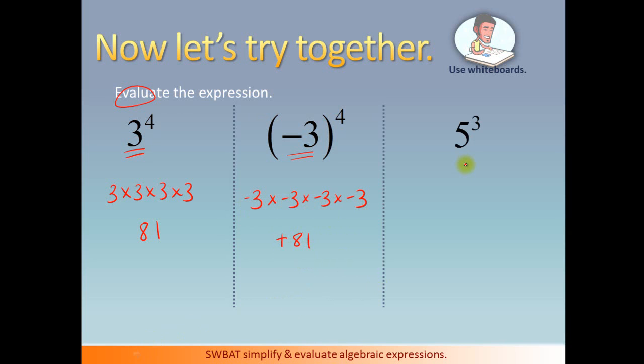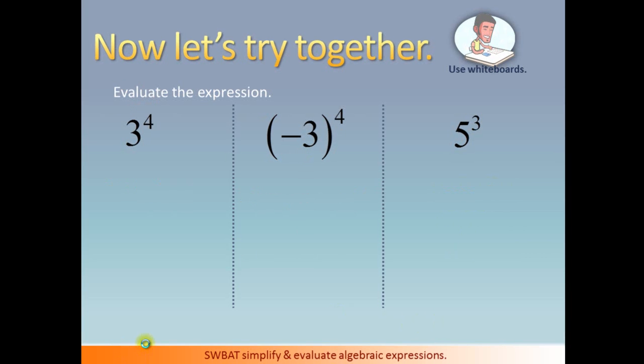Next one, 5 to the third. What are we repeating? Are we repeating the 5 or the 3? We're repeating the 5. Question is how many times? 3 times. 5 times 5 times 5. Do the multiplication, and you get 125. Okay, so those are evaluate.